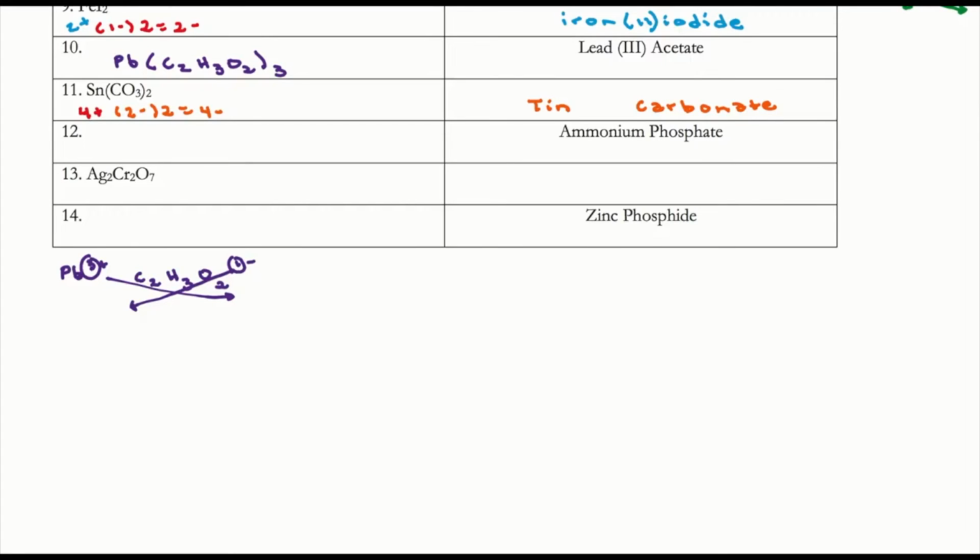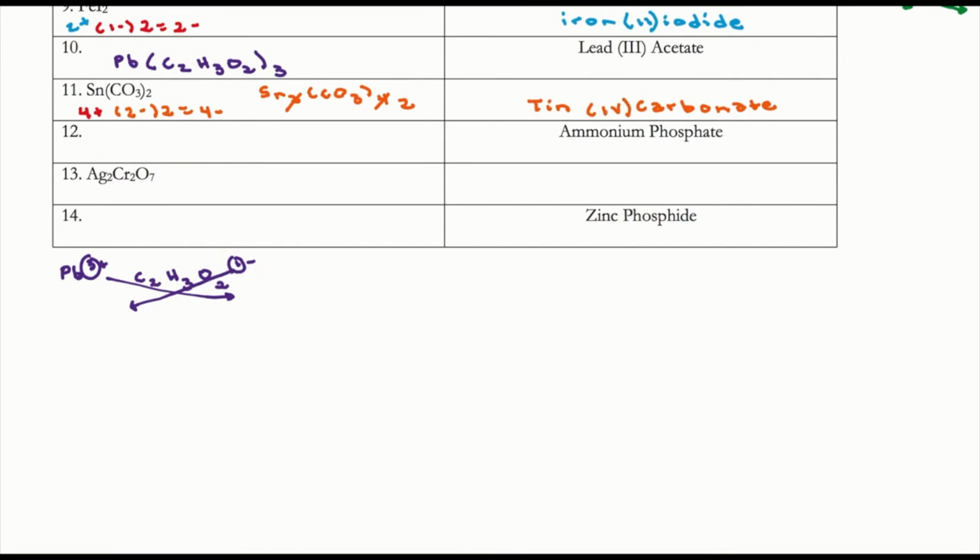The reason why you would have gotten it wrong is tin carbonate originally was this. Okay? That's tin 4 carbonate, but remember, you need to simplify your subscript. So this would become SnCO3 with a subscript 2. This is tin 4 carbonate.